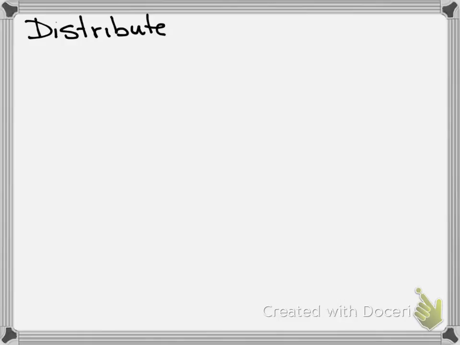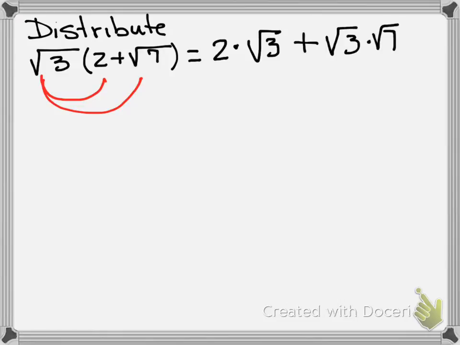distributing radical numbers. Just like you would distribute x times the expression 3x plus 2, you're going to do the same thing here. You have the square root of 3 times the expression 2 plus the square root of 7. Now, the outside multiplies everything inside the parentheses. Since the 2 does not have a square root sign, the 2 will multiply the coefficient of the square root of 3, which is 1. So it's 2 times 1 square root of 3.